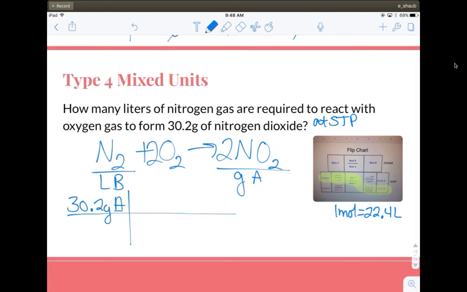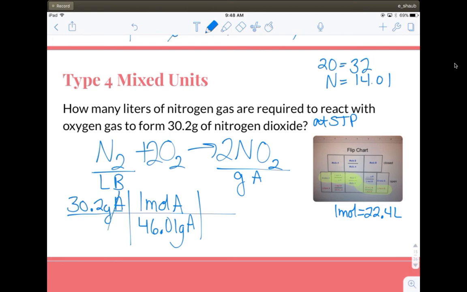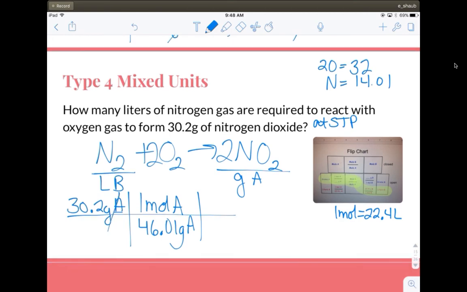So what I need to know about nitrogen dioxide is the molar mass. And if I take 2 oxygens, which is 32, and a nitrogen, which is 14.01, I get 46.01 grams per mole. That's just the molar mass of that compound. That gets me to moles of A. Once I have that, now I use my mole ratio. So for every 2 moles of A, because there's a 2 out in front of NO2, I need 1 mole of B.